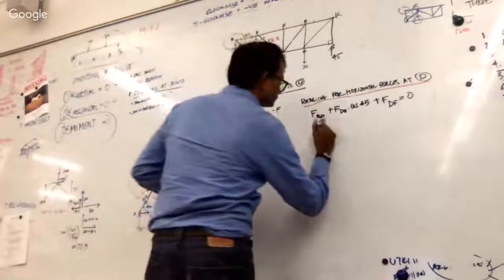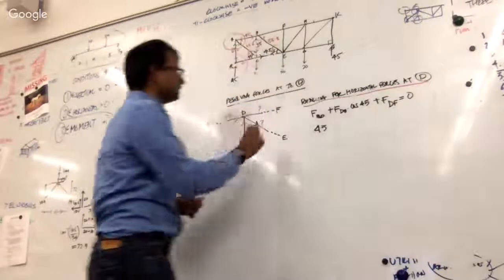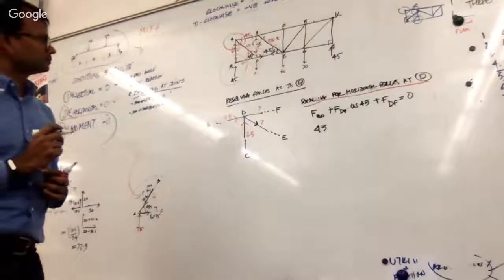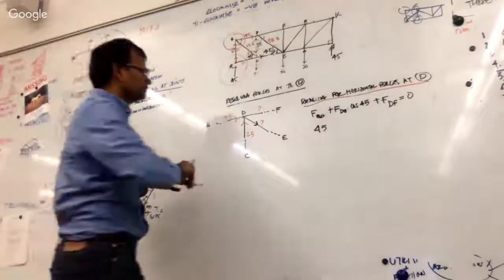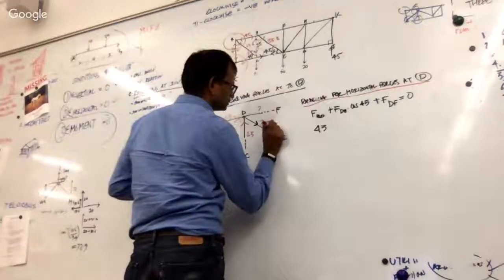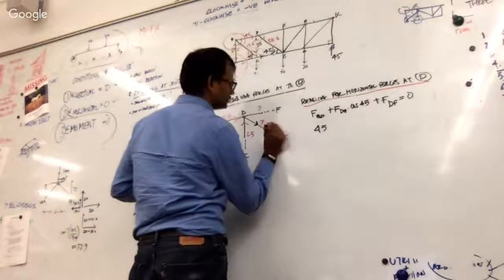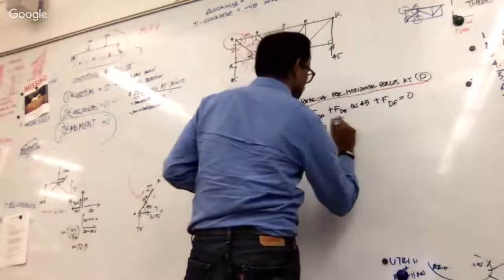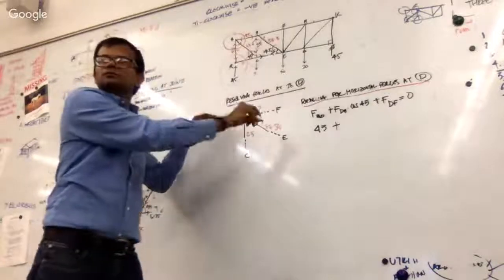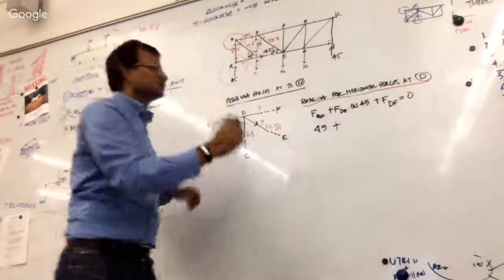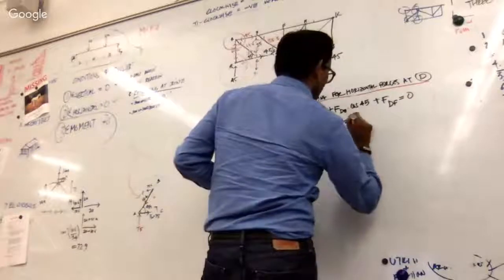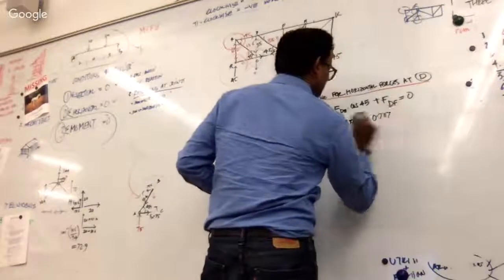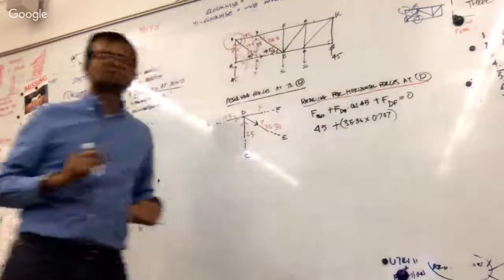So, how much is that BD? 45. How about DE? DE is 35.3, right? 36, okay. So plus, it's in the same direction, right? Plus 35.36 times 0.707. Okay.